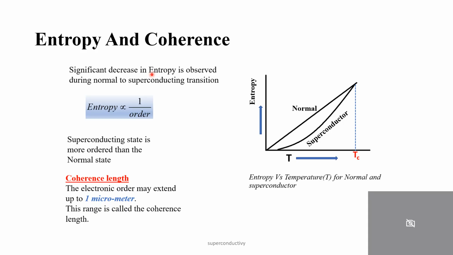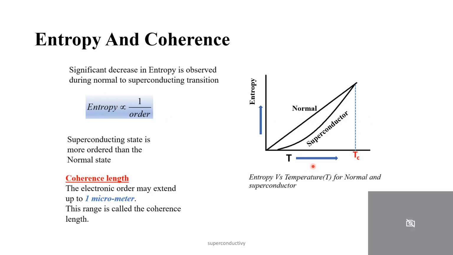Entropy and coherence. As we already know, entropy is a measure of disorder. The larger entropy means the lower order, and when the entropy is small, the system is more ordered. When the normal conductor becomes a superconductor, the superconducting state becomes more ordered. That means its entropy significantly decreases.